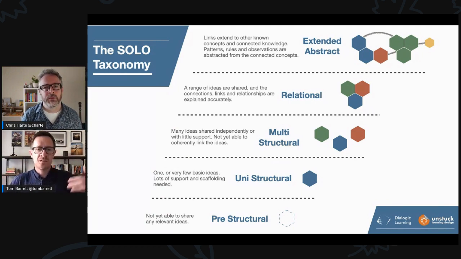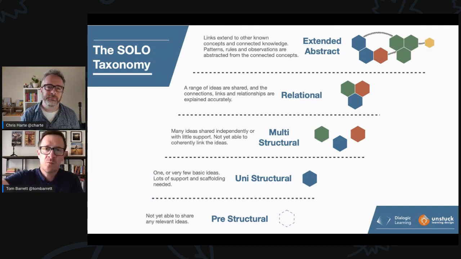I'm not spending the same amount of time in each, nor does it necessarily mean that I will move to the next one just because I'm in multi-structural means my understanding will naturally be relational next. That's not true either, is it, Chris?